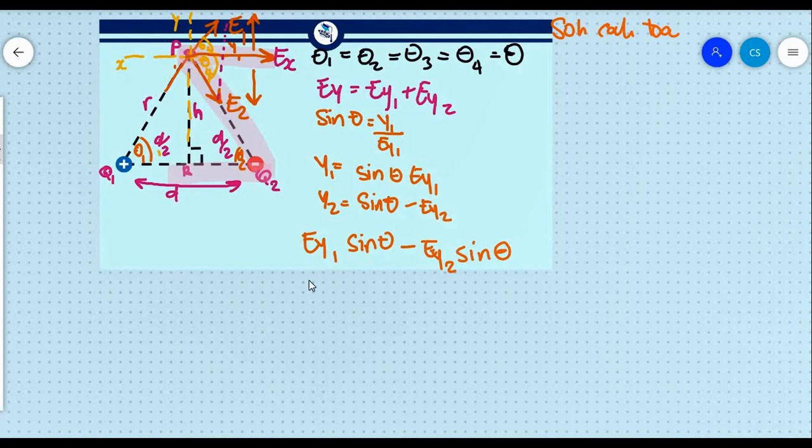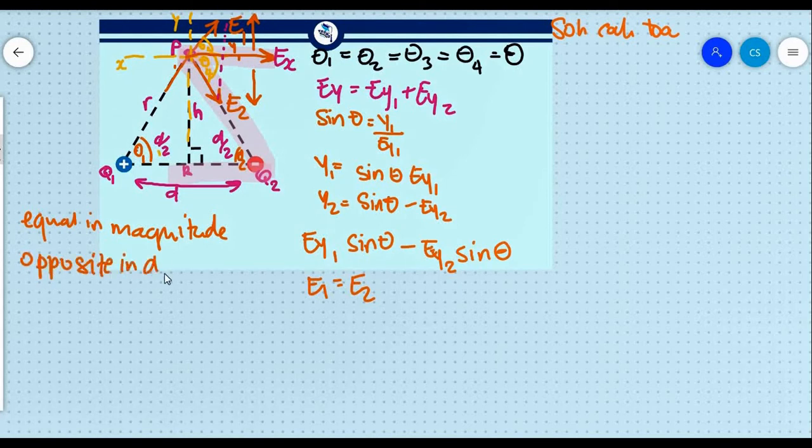Then we also deduced that E1 would be equal to E2, because remember, a dipole is a pair of equal charges, meaning they're equal in magnitude. However, they are opposite in direction.